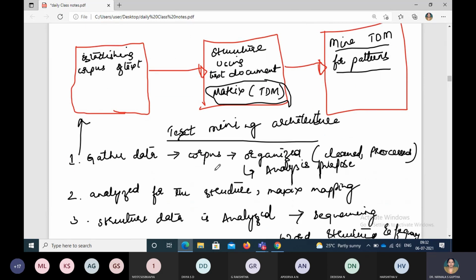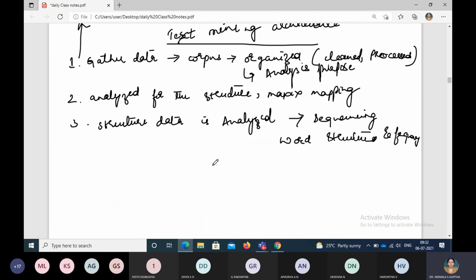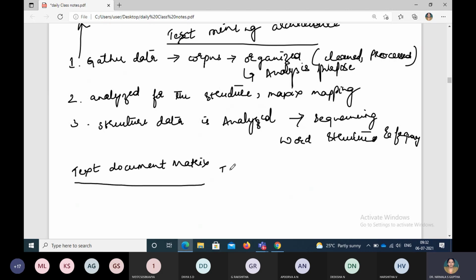Still, an elaborative understanding of the TDM has to be done. So TDM we are going to understand elaboratively as text document matrix, which in short form we write as TDM.